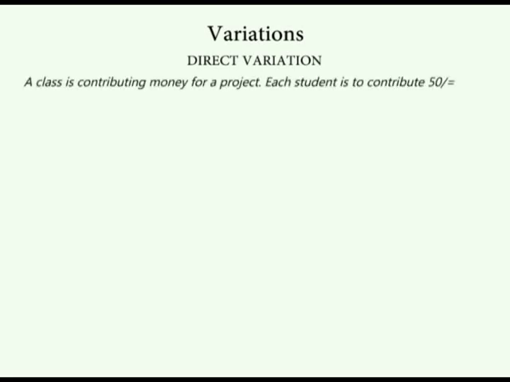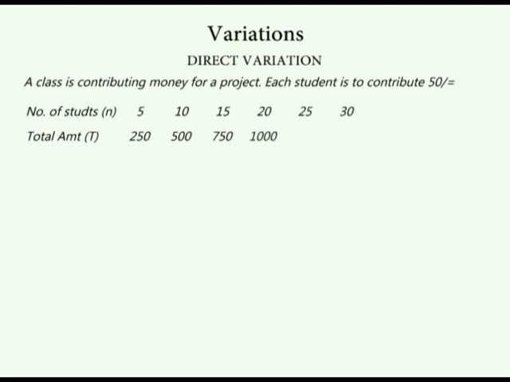Direct variation. Now, a class of students is contributing money for a project. Each student is to contribute 50 shillings. If 5 students pay, we have a total of 250. If 10 students pay, we shall have 500. 15 students, we will have 750. 20 students, we will have 1,000. 25, we shall have 1,250. 30 students, we shall have 1,500, and so on.